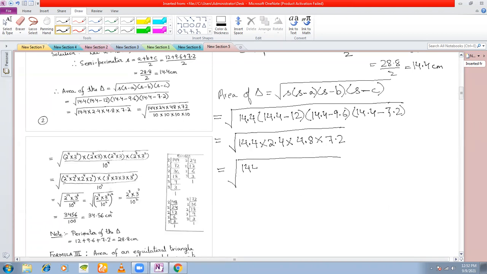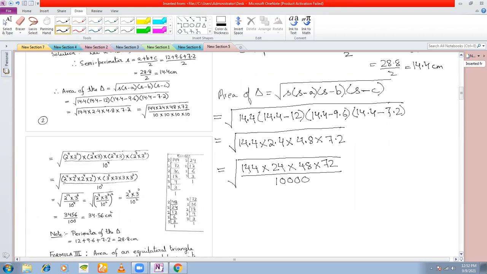So one decimal shifts here, one decimal shifts here, one decimal shifts here, and one decimal shifts here. So how many shifts are there? 4 shifts. So that means you have 4 zeros in the denominator. Okay. Now what you do here, you cannot actually multiply these.